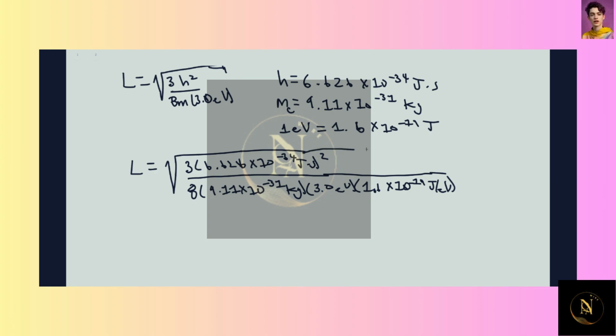All right, let's close this. You do all this math here, and you get that the size of the box, L, is equal to 6.1 times 10 to the minus 10 meters, which is equal to 0.61 nanometers, or 6.1 angstroms.